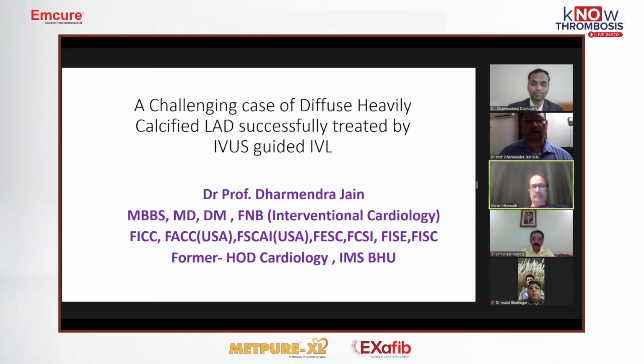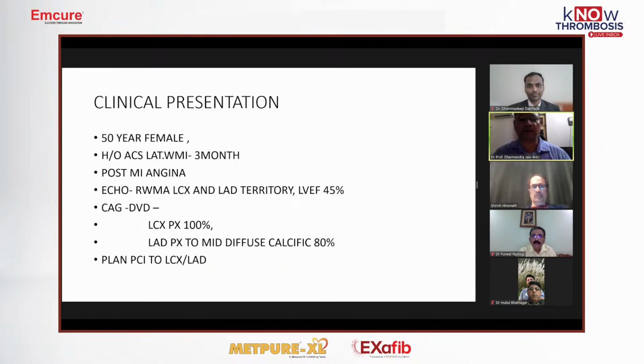Yes, very well. So, sir, this is a challenging case of diffuse heavily calcified LAD successfully treated by IVUS guided IVL balloon. And this was actually an ACS case which was having a disease in the LCX, which was also calcific and required a cutting balloon. And then we have gone for this.